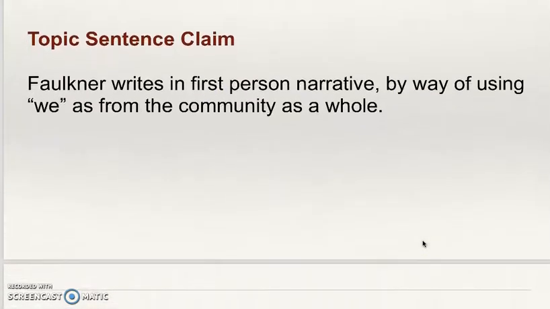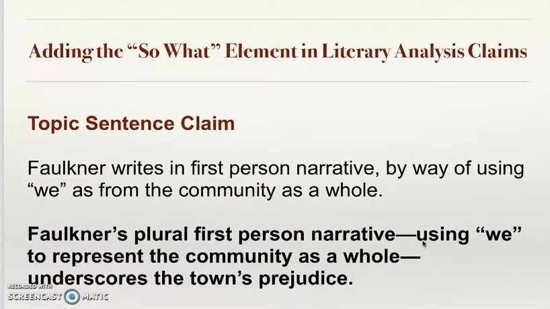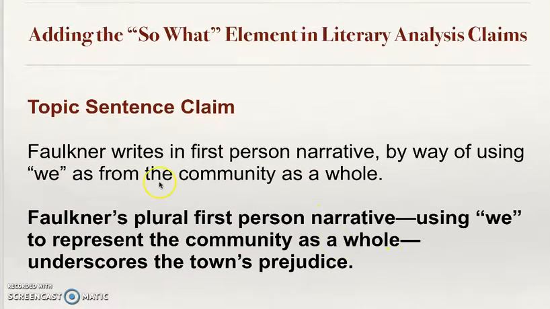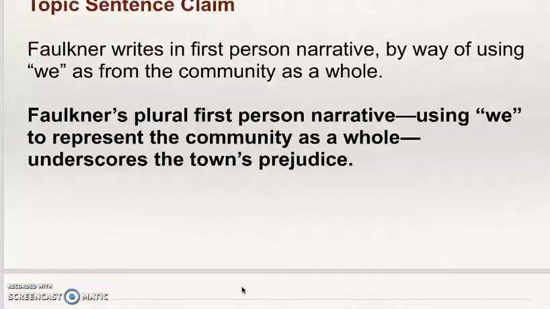I had to actually kind of come up with an idea. And so here's what I did for the revision. There's the original, and here's our revision. "Faulkner's plural first-person narrative, using we to represent the community as a whole, underscores the town's prejudice." So now the point of this paragraph has to talk about the town's prejudice and how that first-person narrative really helps show us the prejudice in the town. So that's our first example.